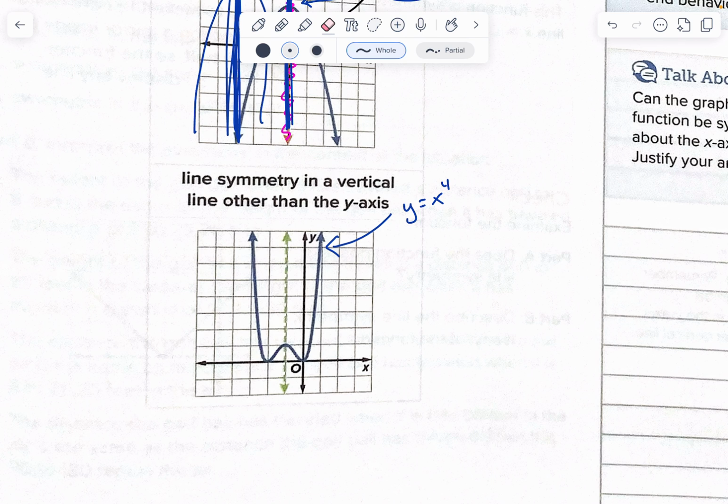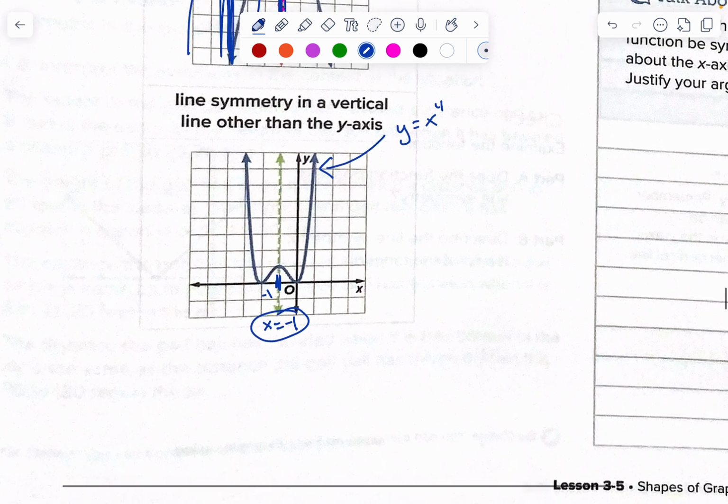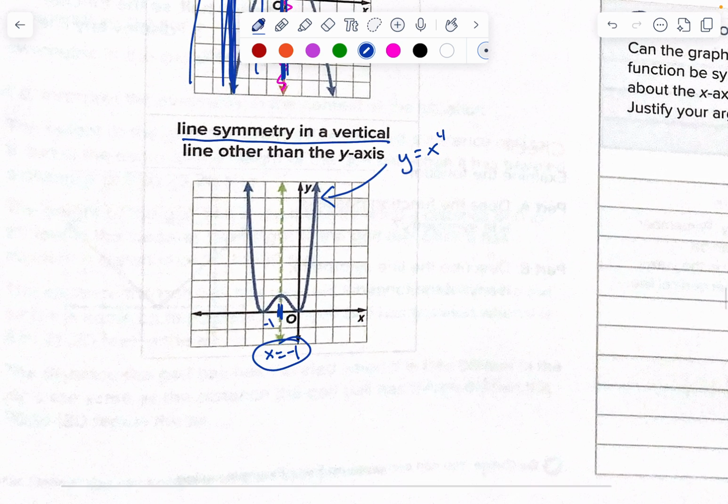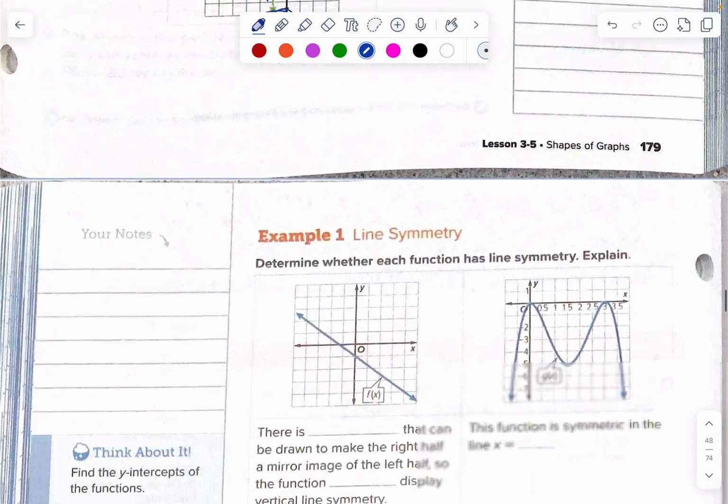But it folds in half across this dotted line, right here. And if we look on the x-axis, that is at the point -1. So that's x equals -1 is where it is folded across, okay? So this is a line symmetry and a vertical line other than the y-axis because it's shifted over and it's folded in half across the line x equals -1. So let's go down to example 1.